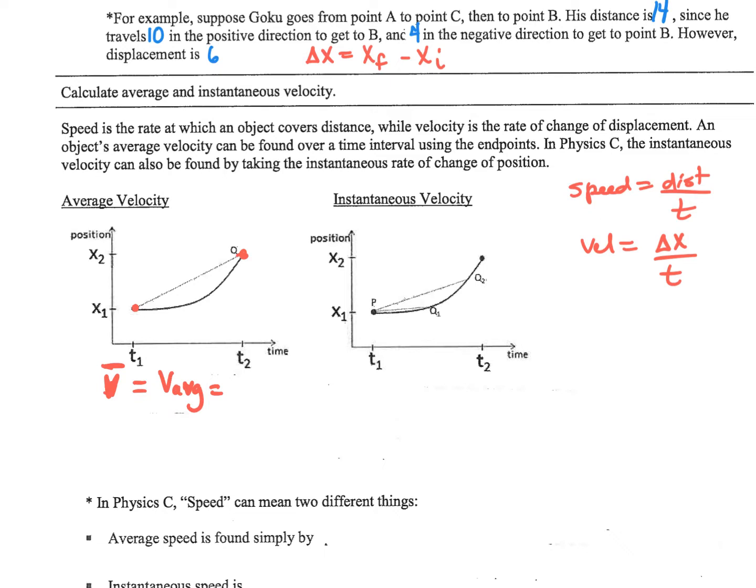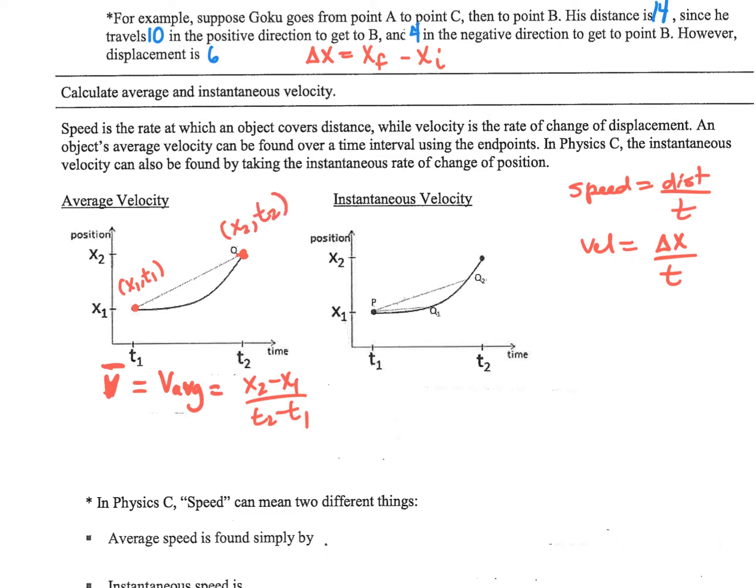The slope of the line connecting those two points would be x sub 2 minus x sub 1 divided by t sub 2 minus t sub 1, right? That would be the slope of those points. Think about it. This is the point x sub 1, t sub 1, and this is the point x sub 2, t sub 2, isn't it?